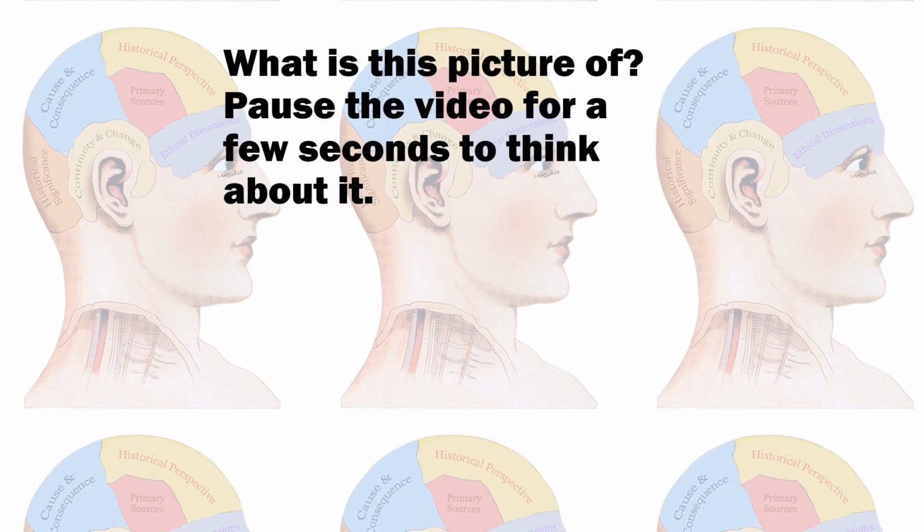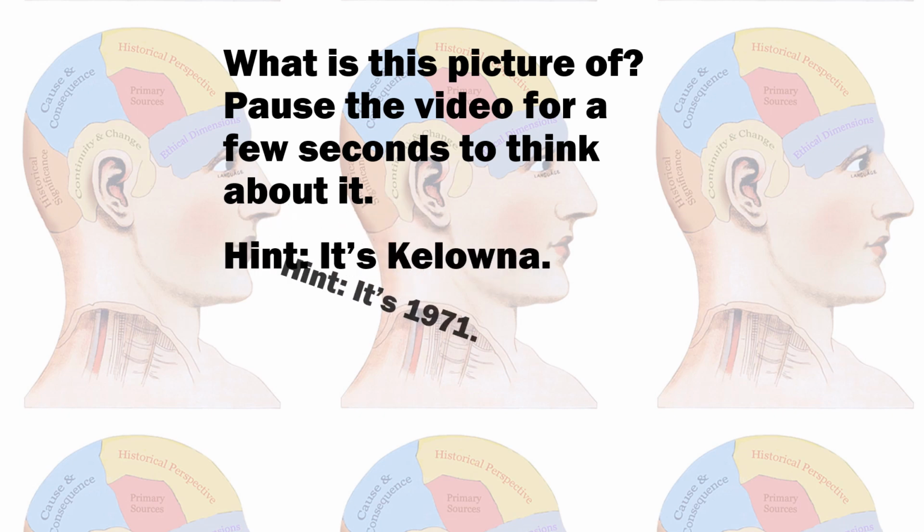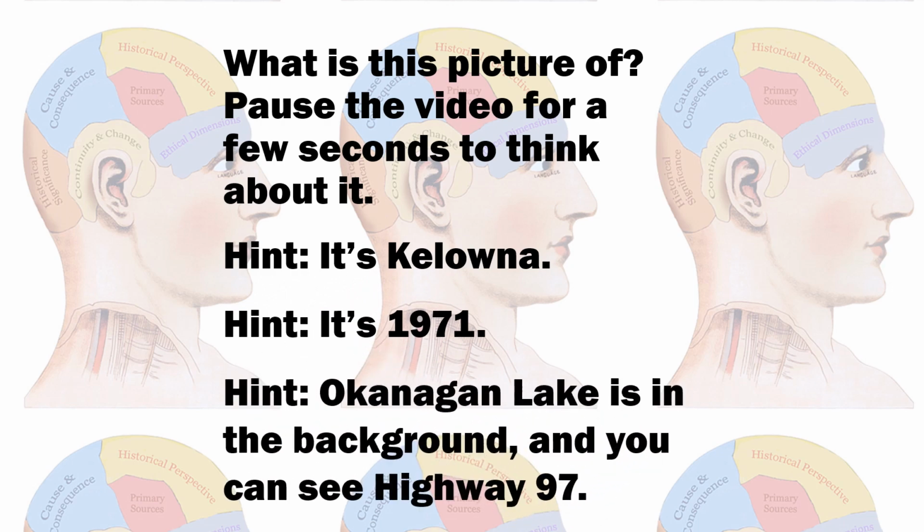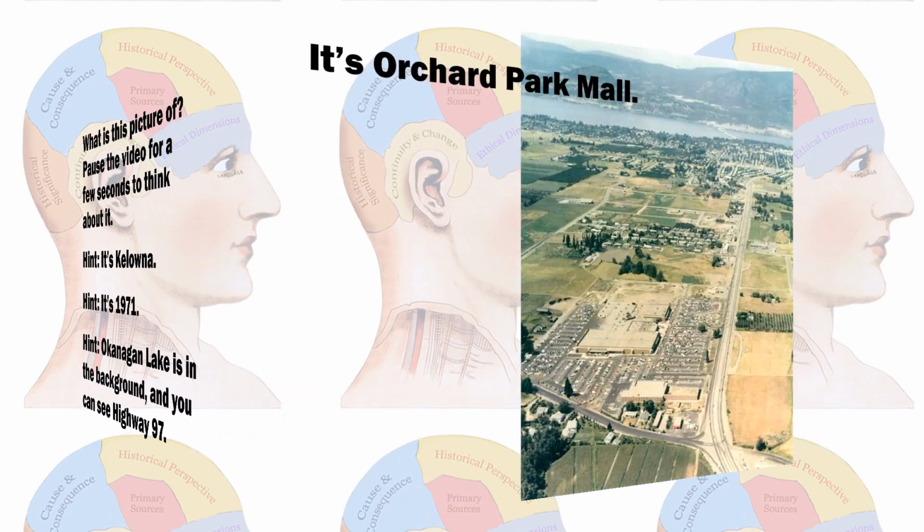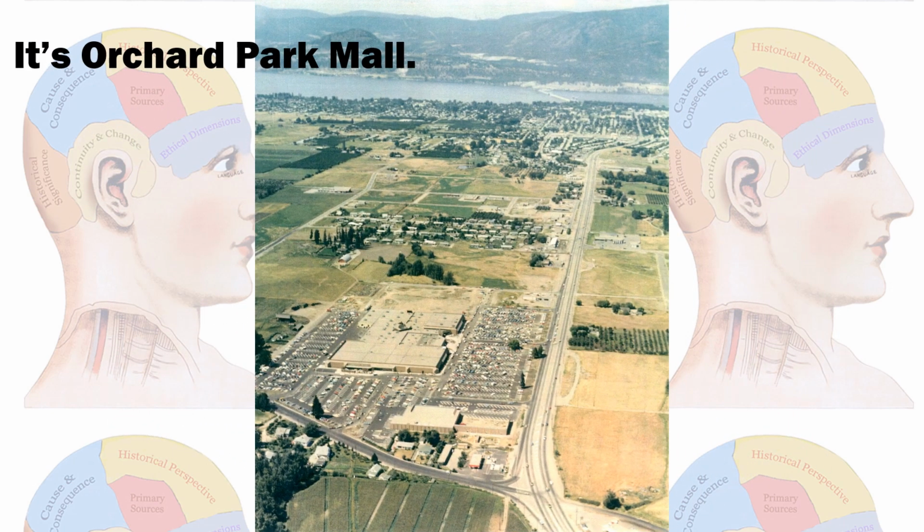So the big question is, what is this picture of? If you want to think about it, you can pause the video for a few seconds. You can also look back at the picture. I'm going to give you a couple of hints. It's Kelowna. It's in 1971. And you can see Okanagan Lake in the background, and you can see Highway 97. It's a photograph of Orchard Park Mall in 1971.